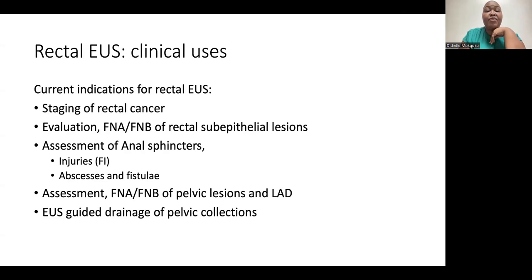Evaluation of rectal subepithelial lesions. They're not uncommon in the rectum. Subepithelial lesions, a small bulge, and you're trying to figure out, is it a neuroendocrine tumor, a lipoma, or something a little bit more sinister.